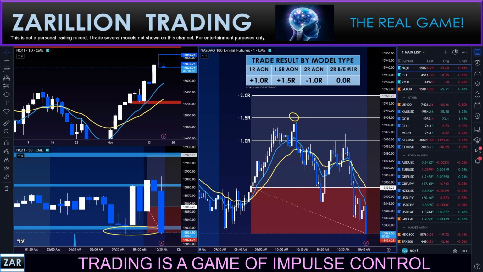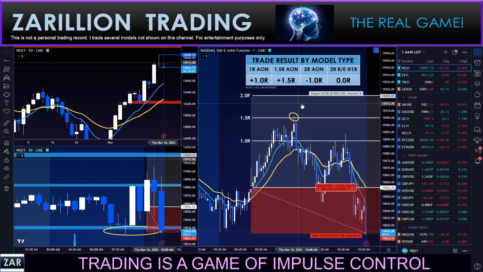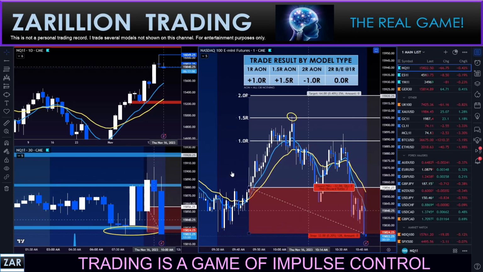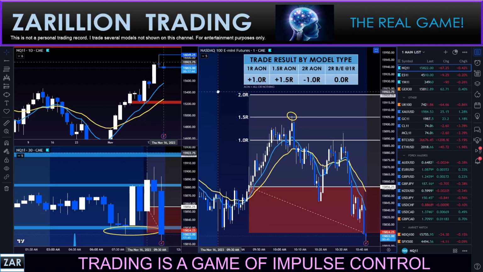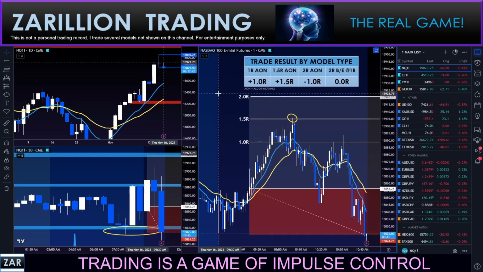And there we go, guys. So just like yesterday, we've tapped the 1.5R and then pulled back all the way to the original stop. And so only one of the models had to take a charge of 1R, and that's the 2R all or nothing trader. The other models either profited fully or were at break even for the 2R, moved to break even at 1R, of course.